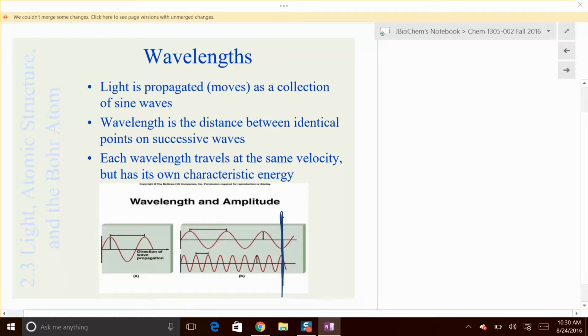The smaller your wavelength, the higher your energy. Okay? The longer your wavelength, the lower the energy.